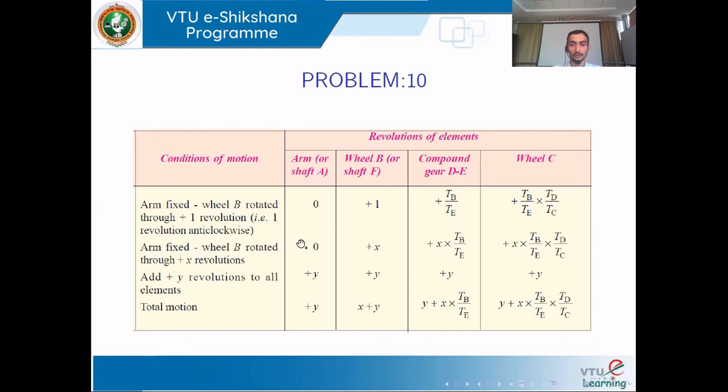In the second row you write, assuming the arm is fixed, that you give X rotation to wheel B, so correspondingly you multiply X to the above equations. Then you individually give Y rotation to each of the elements, which is shown in row 3. In the fourth row is the net motion experienced by each element, so we just add these two rows.